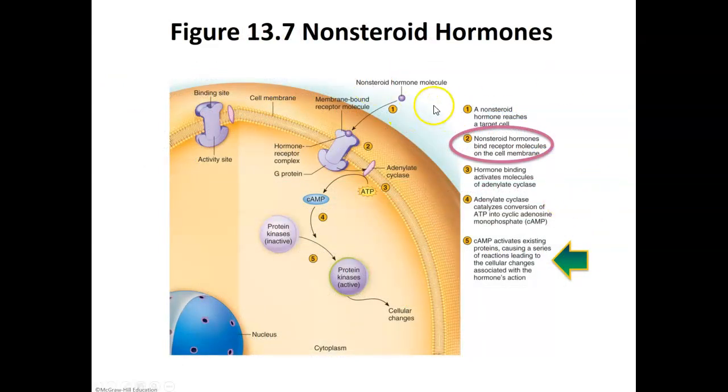So again, your non-steroid hormone, this little purple ball, is going to bind to the receptor. And then remember, it just stops. It doesn't go inside. It activates the G protein here. The G protein is going to take ATP and convert adenylate cyclase into cyclic AMP. Cyclic AMP is that second messenger that's going to go activate the protein kinases. Once your protein kinase is active, it's just going to start to do stuff in the cell.